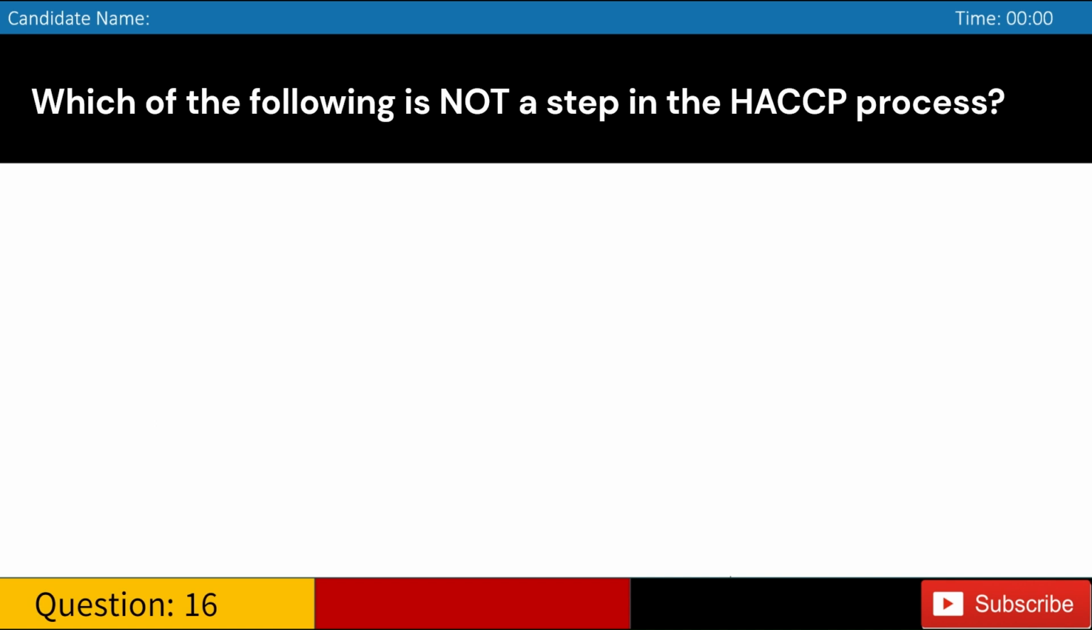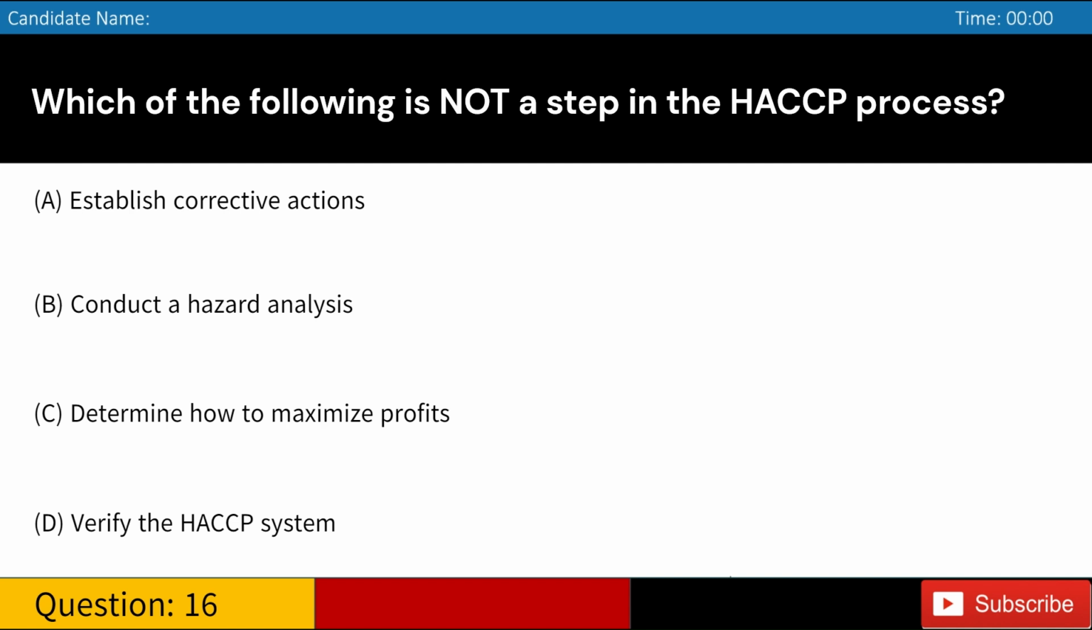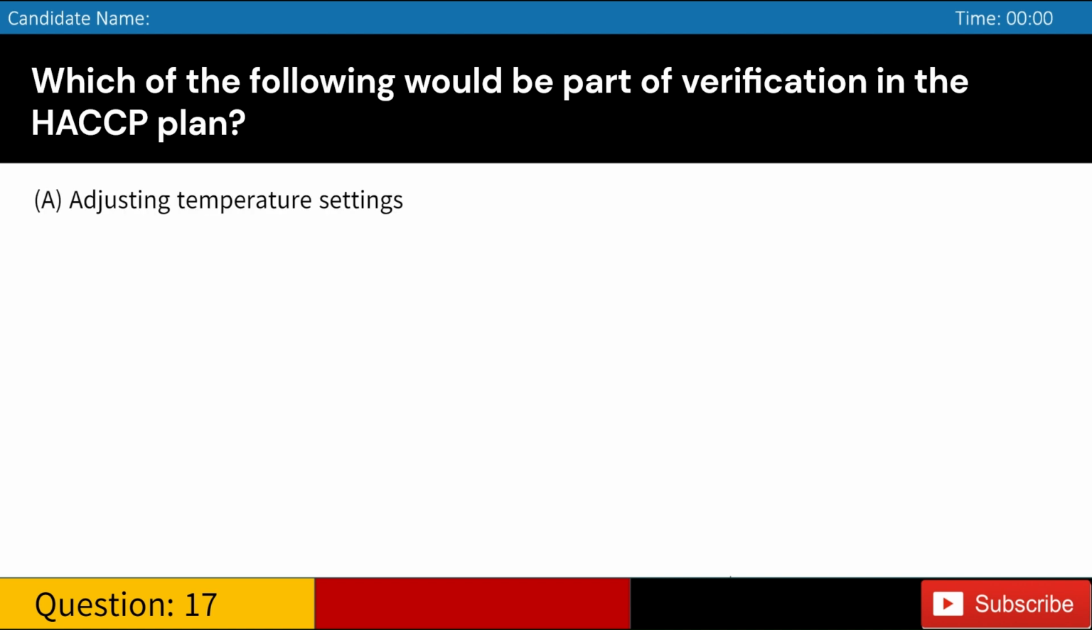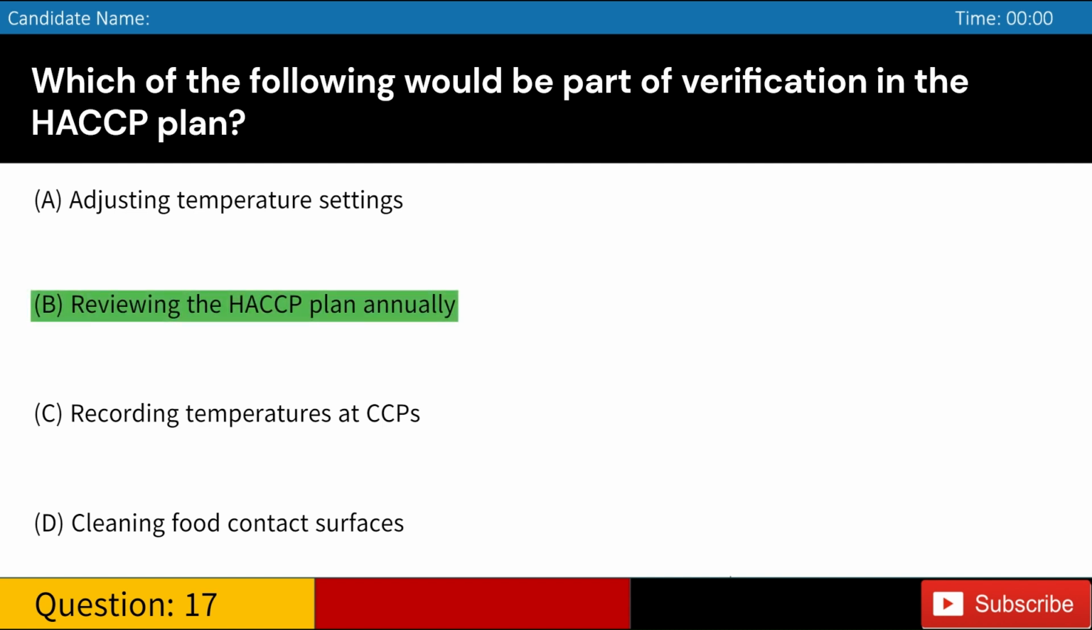Which of the following is not a step in the HACCP process? A. Establish corrective actions. B. Conduct a hazard analysis. C. Determine how to maximize profits. D. Verify the HACCP system. Answer C. Determine how to maximize profits. Which of the following would be part of verification in the HACCP plan? A. Adjusting temperature settings. B. Reviewing the HACCP plan annually. C. Recording temperatures at CCPs. D. Cleaning food contact surfaces. Answer B. Reviewing the HACCP plan annually.